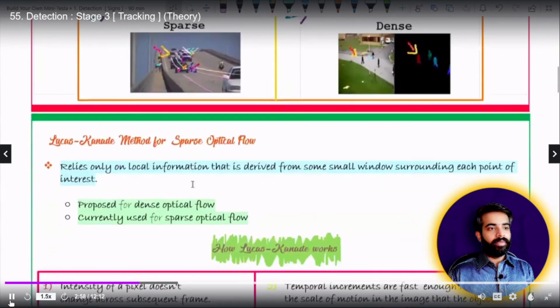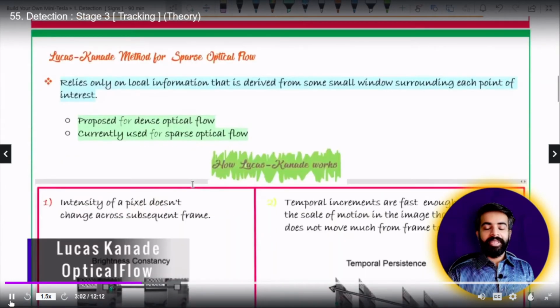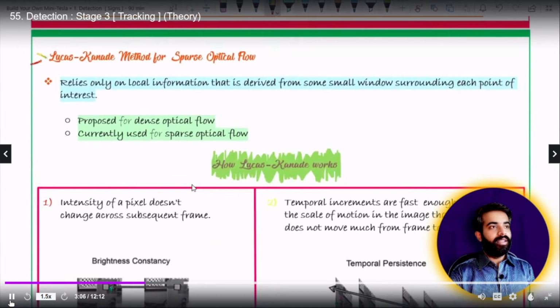So how can we solve for the optical flow? One method for solving the sparse optical flow was described by Lucas-Kanade, who proposed a method that relies only on the local information that is derived from some small window surrounding each pixel of interest. What he meant was that if you want to compute the movement of a pixel in 2 consecutive frames, what you need to do is rely only on the local information provided by the local window surrounding that pixel of interest. So this was the idea behind the Lucas-Kanade method. And it was initially proposed for dense optical flow, and then it was later adopted for sparse optical flow.